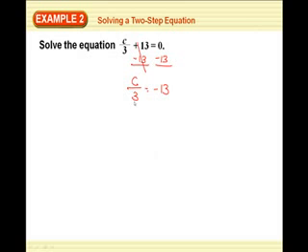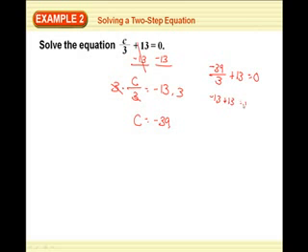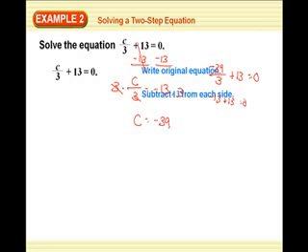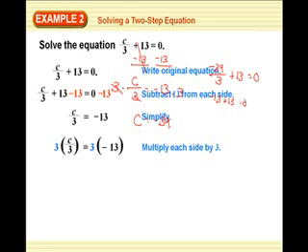So c divided by 3, the opposite of dividing by 3 would be to multiply by 3. So c equals negative 39. So to check it, negative 39 divided by 3 plus 13 is supposed to be 0. Negative 39 divided by 3 is negative 13 plus 13, and that is 0. And they're doing the same thing, showing that work, and then showing that it comes out to be negative 39.